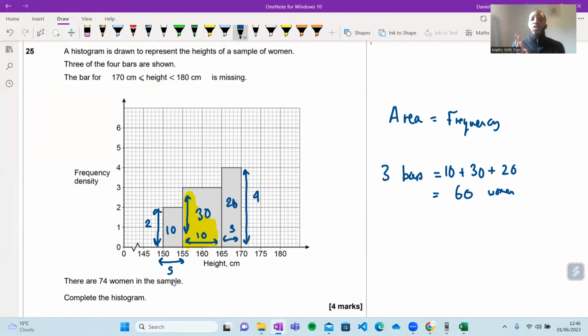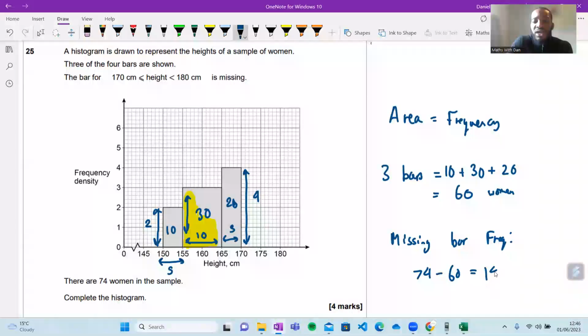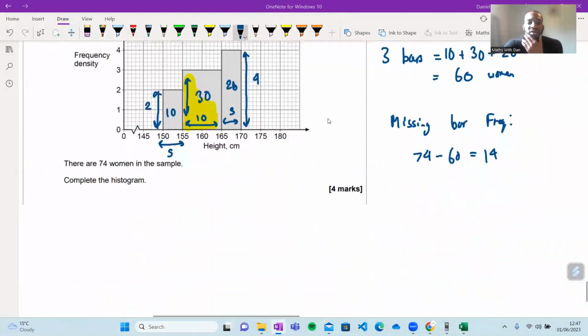Now remember, there are 4 bars. So the remaining bar, the one that we're looking for, will just be the difference between 74 and 60. Missing bar frequency, FREQ for frequency, is just going to be equal to 74 minus 60, which is equal to 14. How many of us got here? Yeah, the missing bar has a frequency of 14. How many of us got here? Brilliant. Well done, Alice. Well done, Ebony, Quinette, Sarosh, Naisha, Naya. Good stuff. Okay, now continuing.